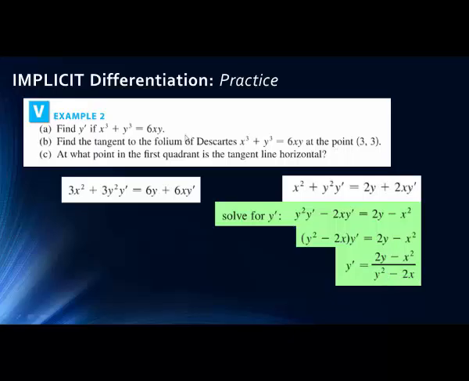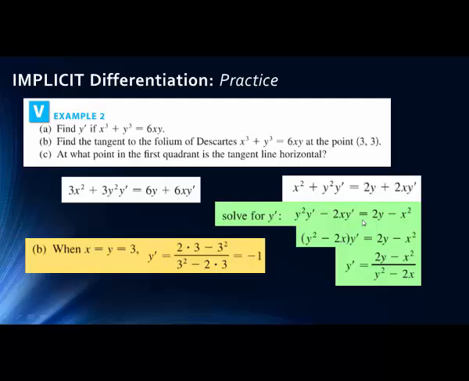Okay? B is asking us to find the tangent, and all that means is to find the equation of the tangent line at the point (3, 3). So the first thing we're going to do is plug in the values, 3 for x, 3 for y, into our y prime, so we can find the slope.